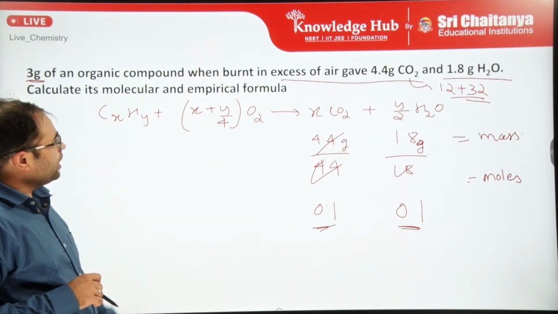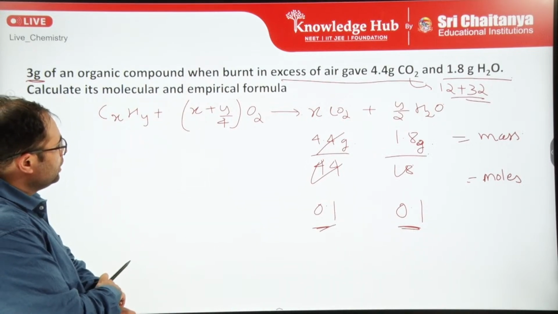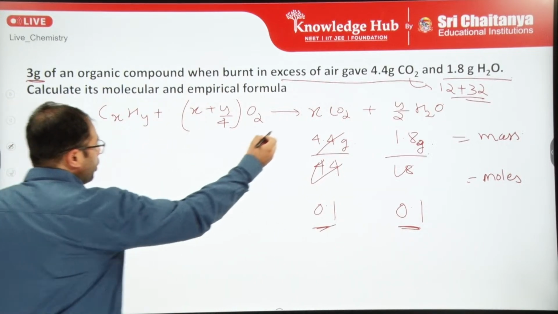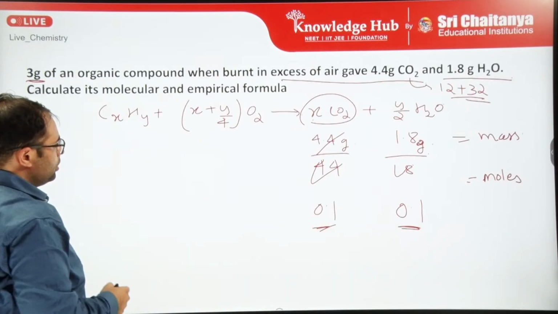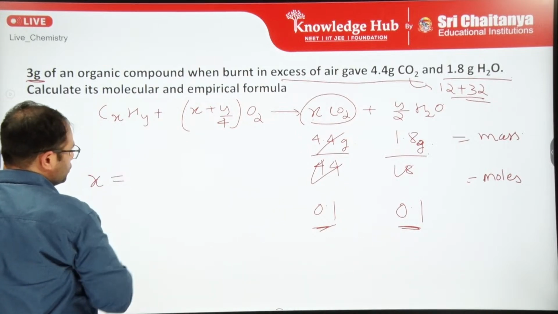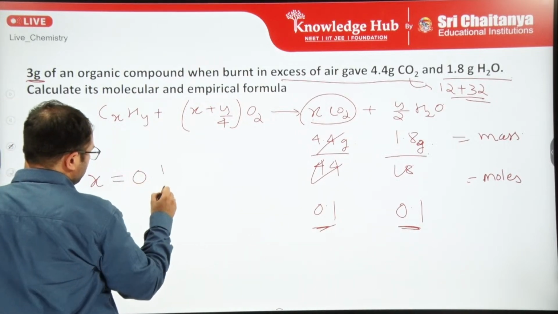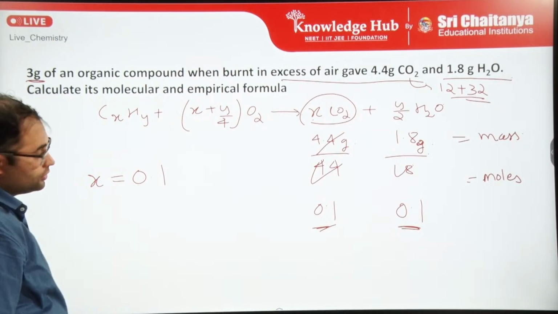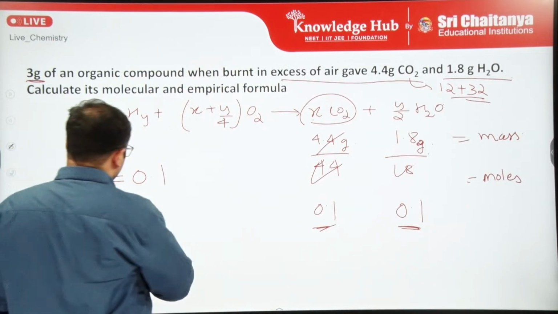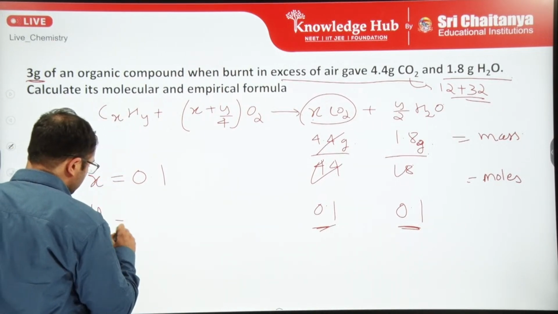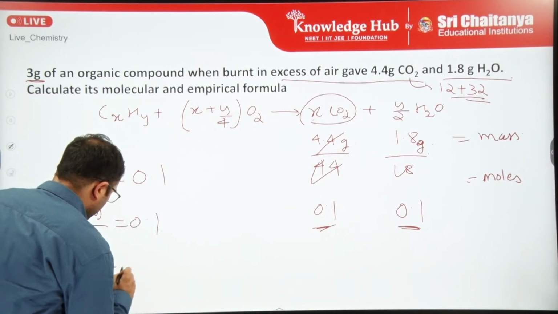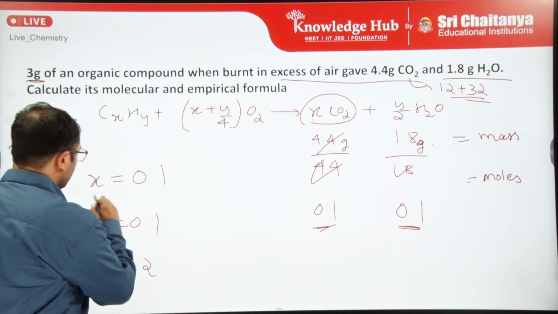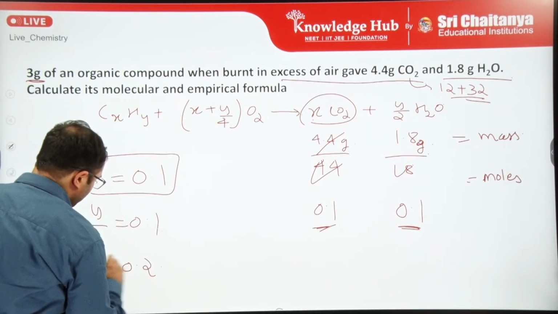So X and Y, how will you find? See, what are the moles of carbon dioxide that have formed? X moles. So I can say that X is equal to 0.1, correct? And Y by 2 is also equal to 0.1, right? So Y equals 0.2. So I have the value of X and I have the value of Y.